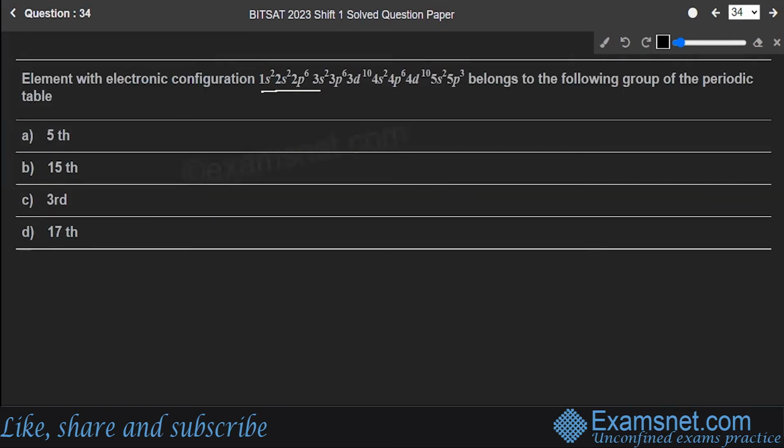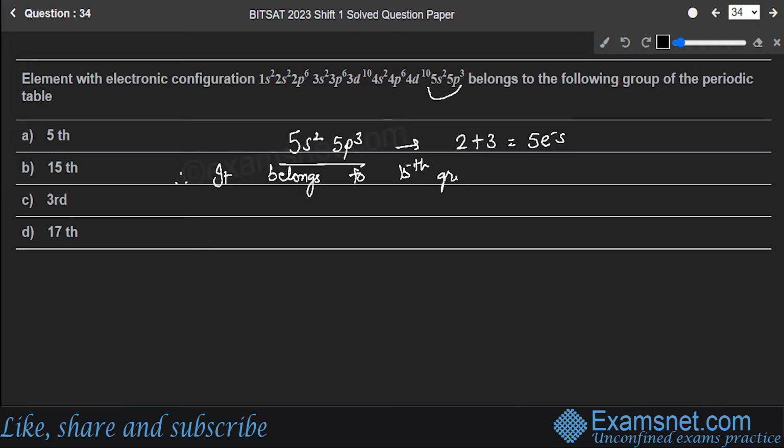Next is question number 34. Element with the electronic configuration. This belongs to the following group of the periodic table. Okay, to answer the question, I need to look at the valence shell. Valence shell is 5s2 5p3. So this is having 5 electrons. Therefore, it belongs to 15th group. That makes option B as the correct answer. Hope you understood that.